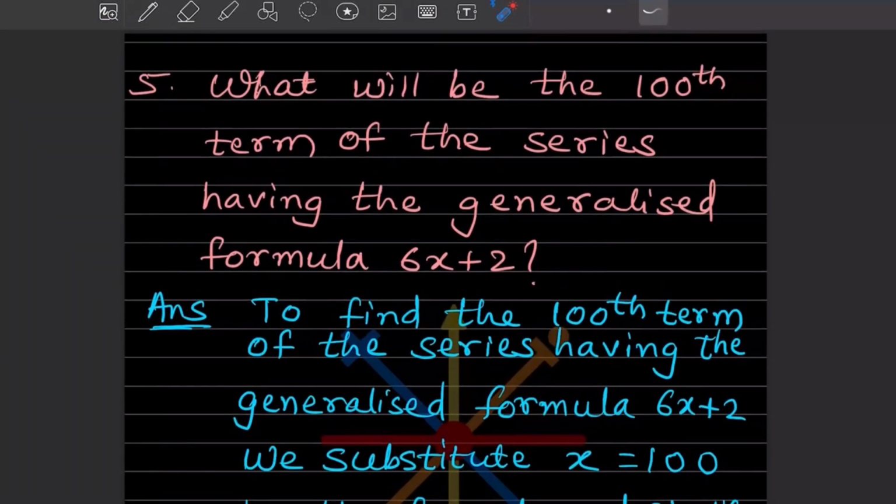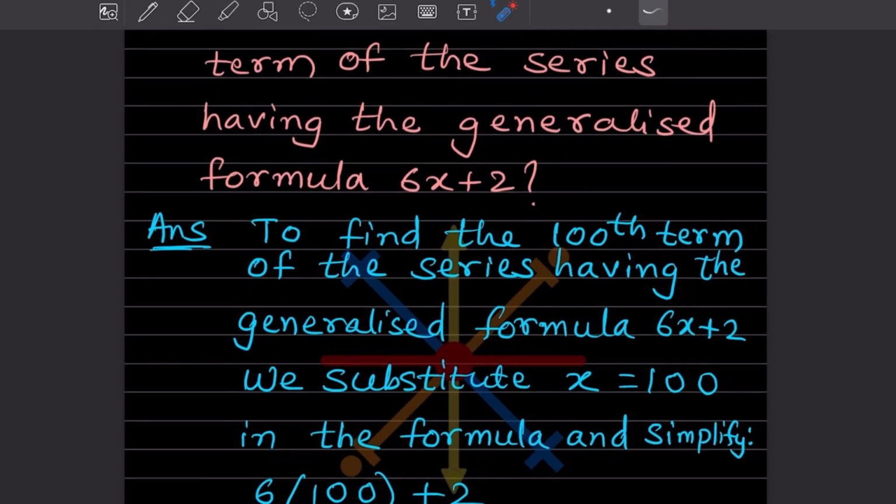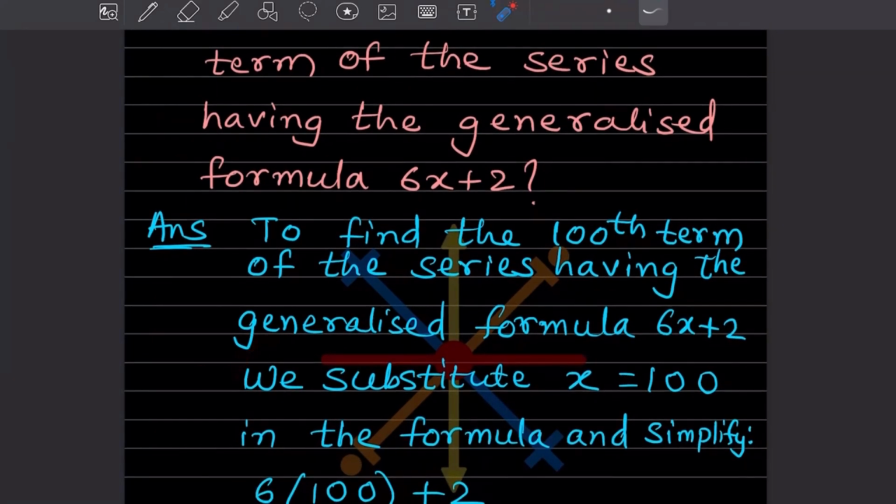Now the next problem says: what will be the 100th term of the series having the generalized formula 6x plus 2? To find the 100th term of the series having the generalized formula 6x plus 2, 100th term means we are going to substitute x as 100 in this formula. You have to write all this, whatever I wrote over here. So we substitute x as 100 in the formula and simplify.